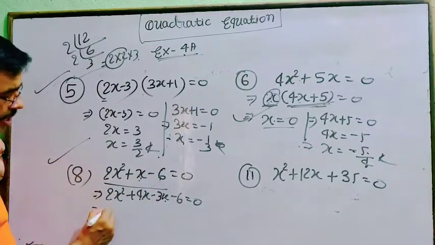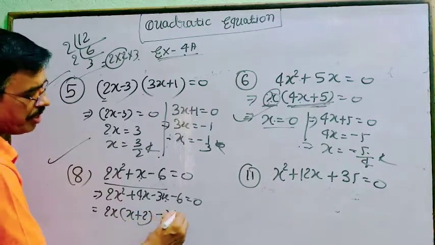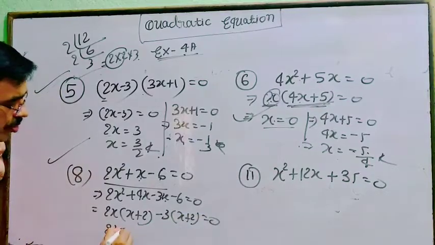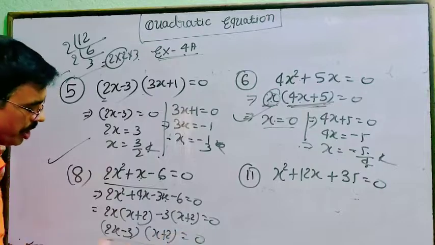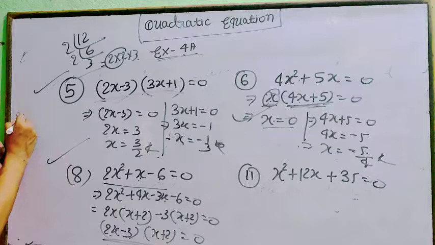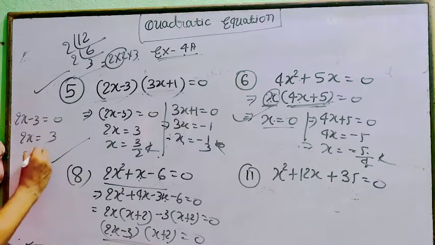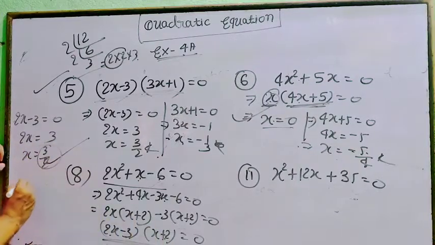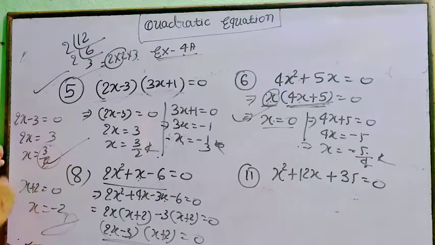Now take common here. Here 2x is common, then it is x plus 2. And here minus 3 is common, then it is also x plus 2 is equal to 0. And there are two terms, 2x minus 3, and here are two terms, x plus 2 is equal to 0. Now this is in the form like here. So 2x minus 3 is equal to 0. So what is 2x? That is 3. So what is x? That is 3 by 2. So one solution is 3 by 2. And next is x plus 2 is equal to 0. Then the second solution is x is equal to minus 2.